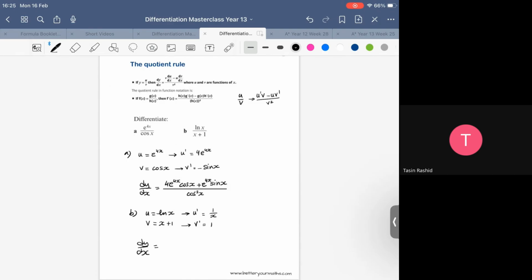Then it just be... It was hot. It was a difficult angle. 1 over x.